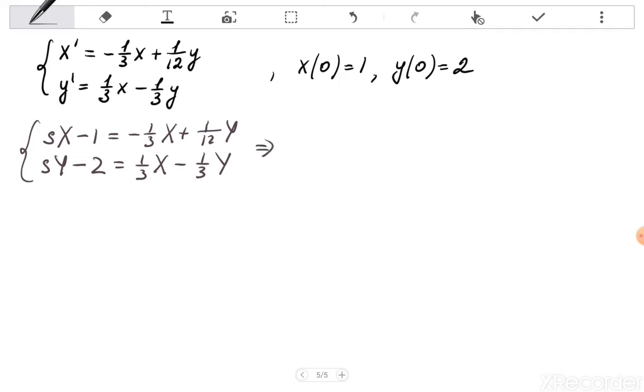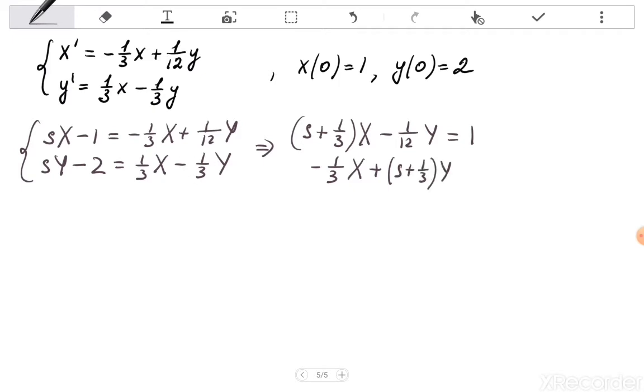So let's rewrite it to make it more beautiful. We put everything which is unknown on the left. So the coefficient of x here is plus 1 over 3, and the coefficient of y is minus 1 over 12. And let's move this one to the right. And here the coefficient of x is 1 over 3, minus 1 over 3. The coefficient of y is s plus 1 over 3, right? Because we move this one to the left. And this minus 2 when we move to the right will be 2. So we get this system.